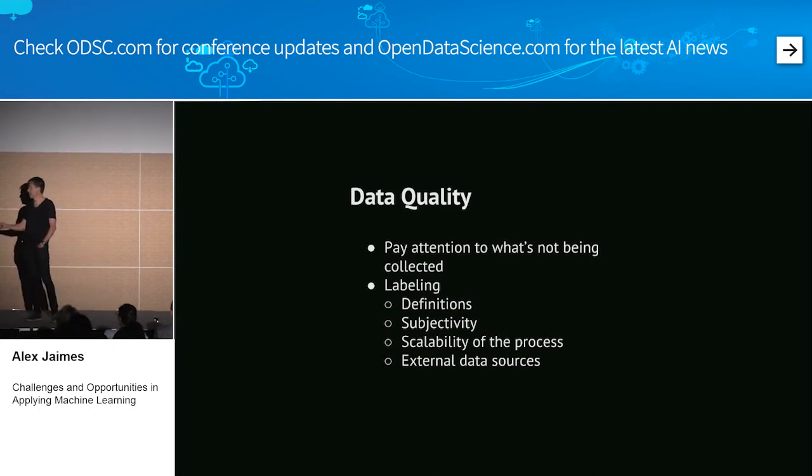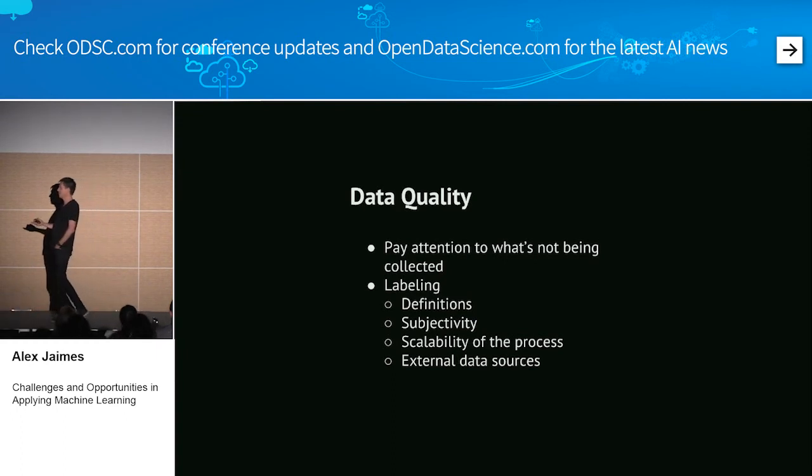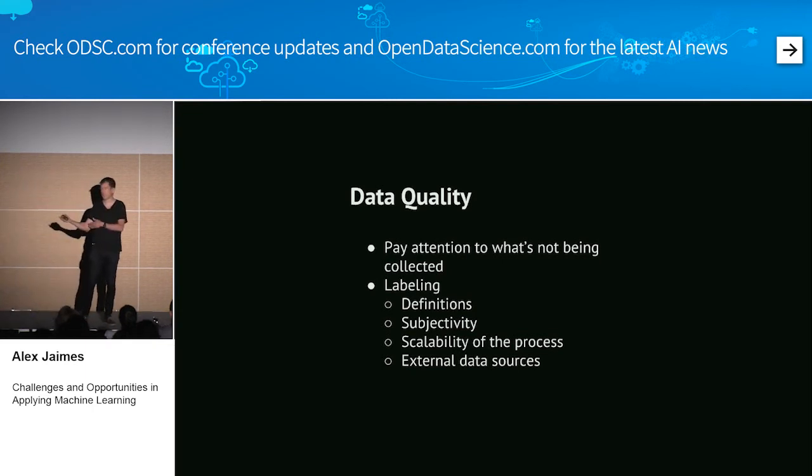In labeling data and coming up with problems or working on a problem, think really carefully about the definitions and be as specific as possible, and think about subjectivity, scalability of the process, and then any external data sources that you can use. Whether you have data or not, always look externally. I'll give you an example of labeling.